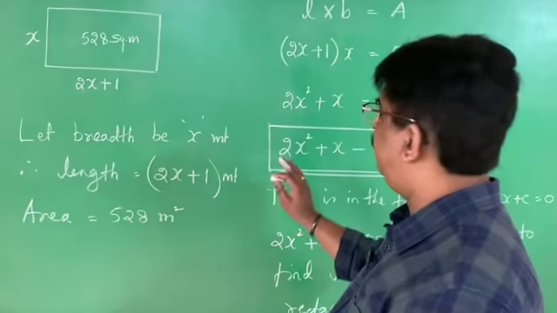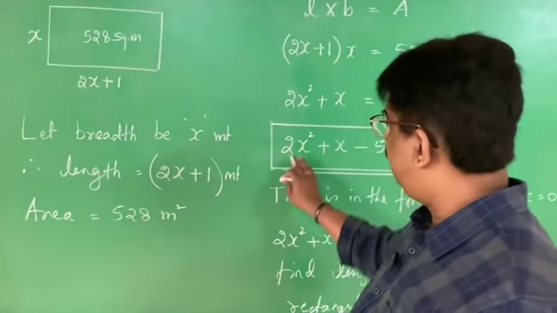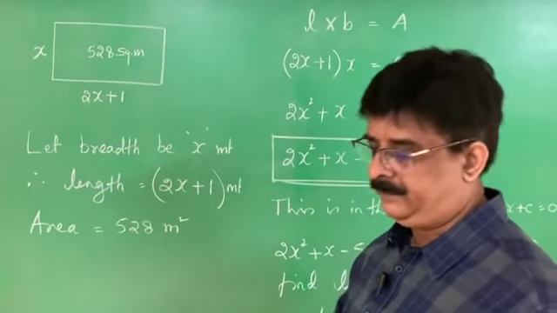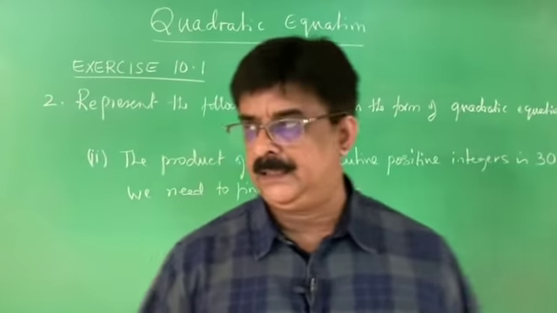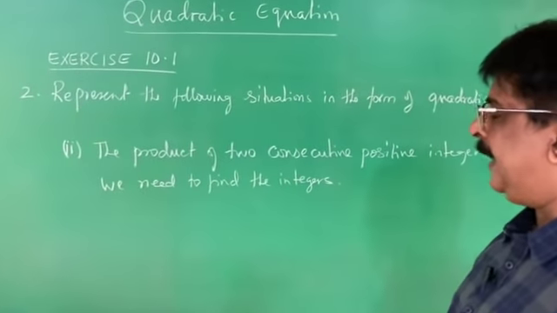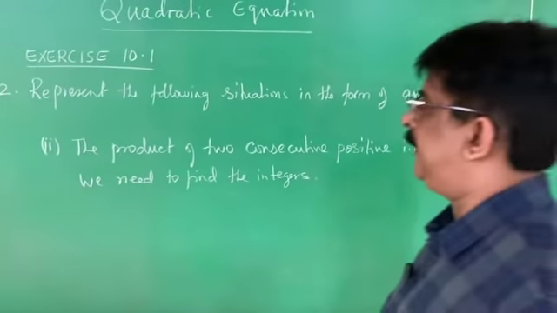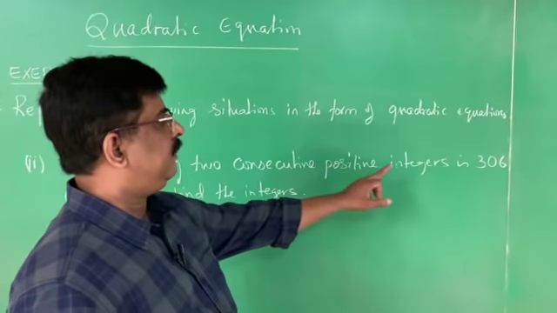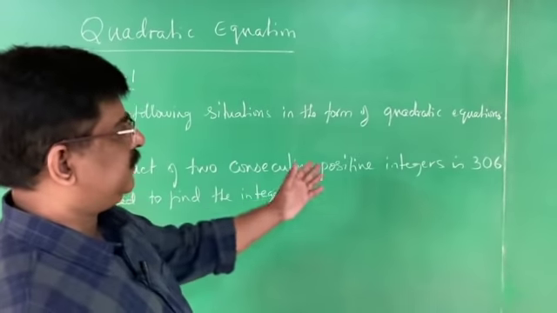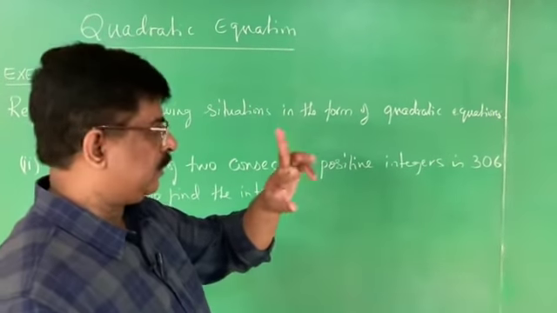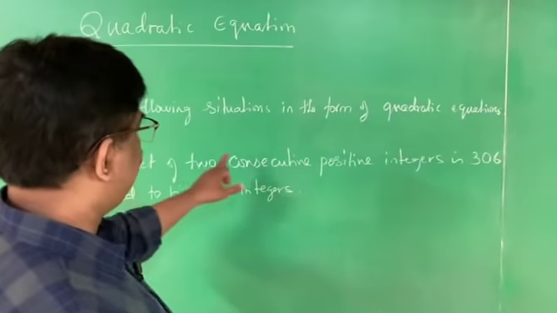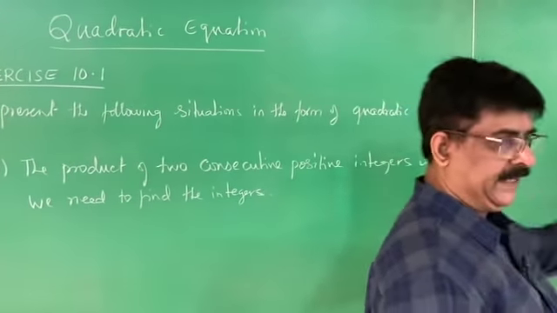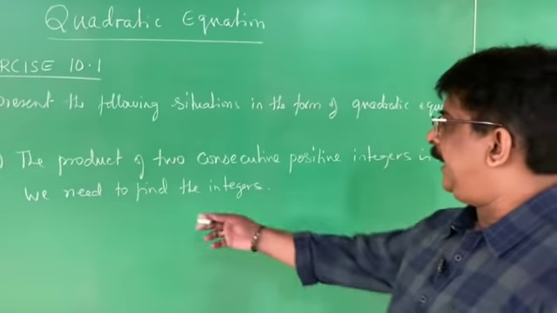Now they are asked, write in the form of a quadratic equation. You have to stop here. The statement is converted in the form of an equation. The second main question of 10.1 is a very simple problem. The product of two consecutive positive integers is 306. We need to find the integers.